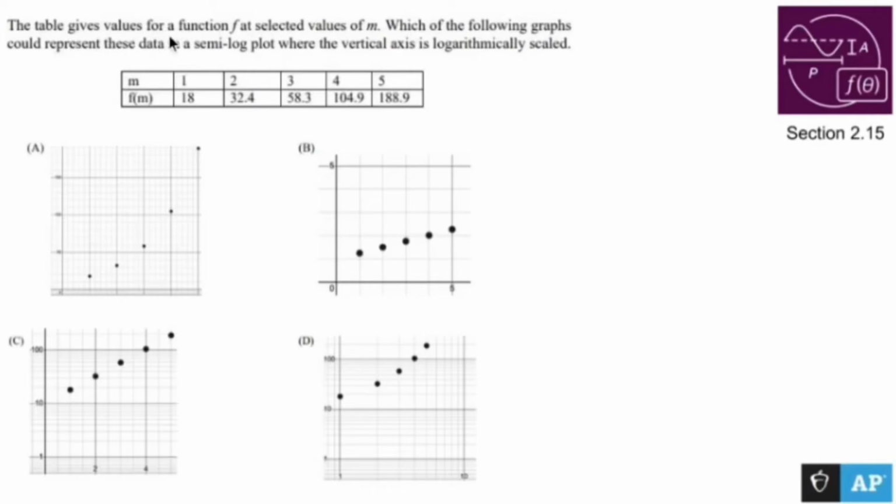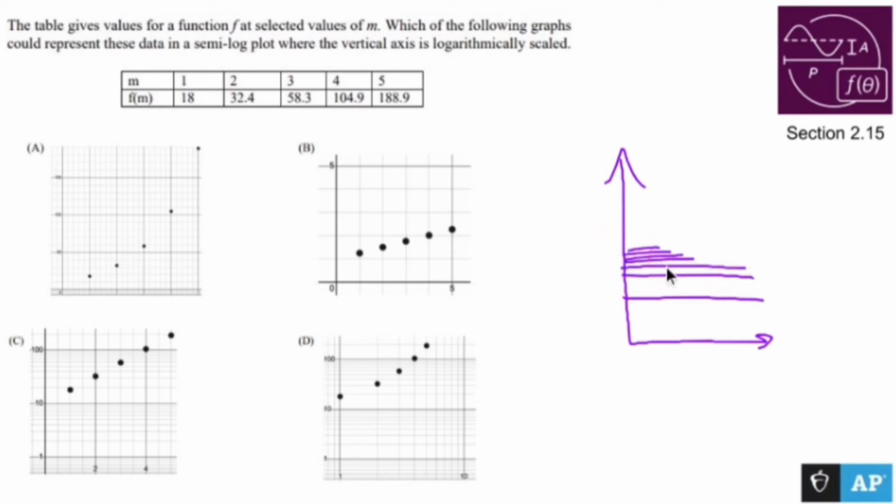The table gives values for a function f at selected values of m. Which of the following graphs could represent these data in a semi-log plot where the vertical axes are logarithmically scaled? That's a terrible word. All right, a semi-log plot basically takes a coordinate plane and makes it look different so that when you graph something that's logarithmic, you end up with a straight line. Okay, semi-log plots, basically what it looks like is the vertical part of it is you'll have a straight line, and then it gets smaller, and then it gets smaller, and then it's like really small like that.